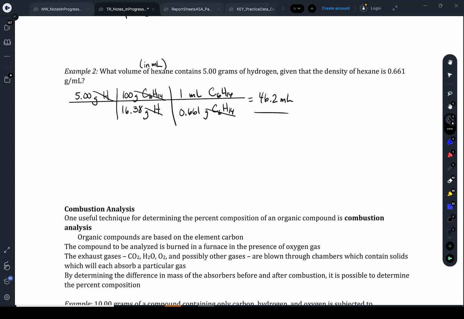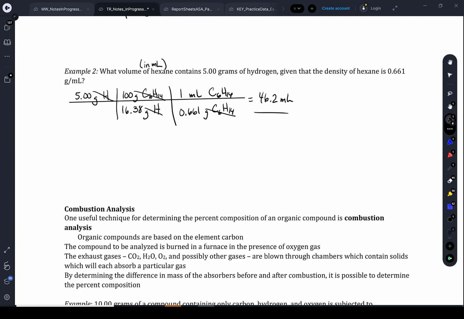Now, listen to these intensive properties. Listen to their units. Density is grams per milliliter. Percent composition is grams of the element per 100 grams of the compound. Molar masses are grams of the element per mole of the element. And molarity is moles of the element per liter.